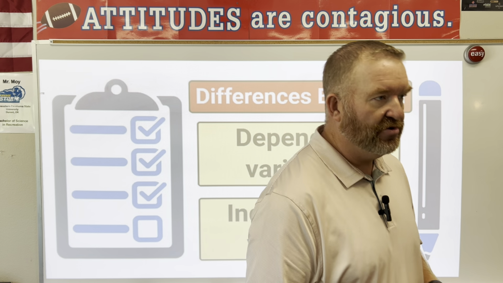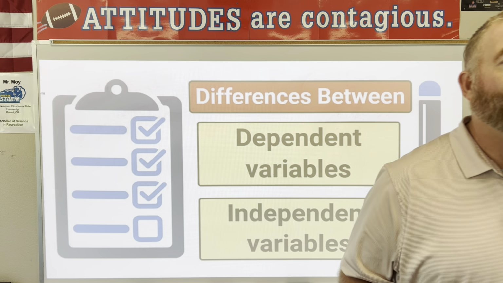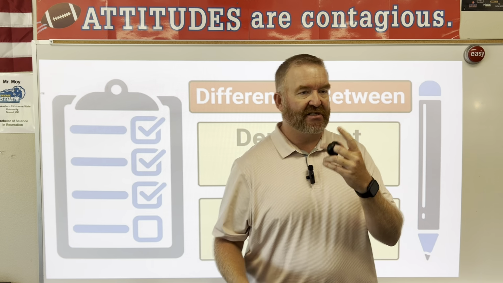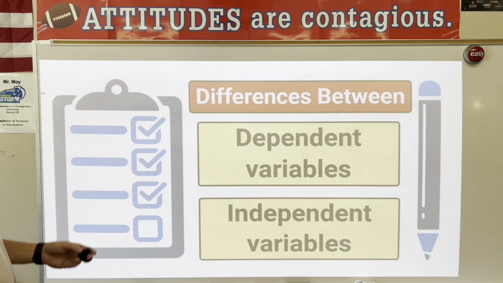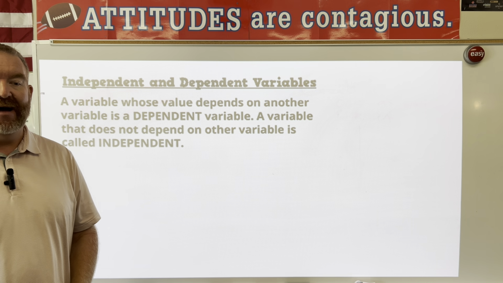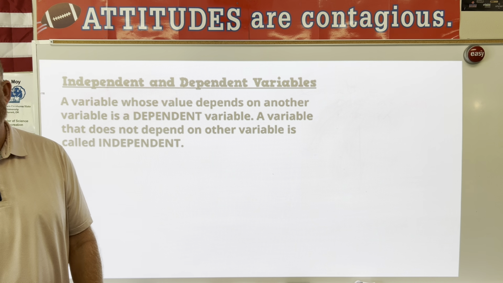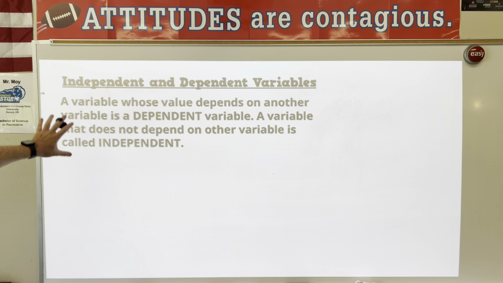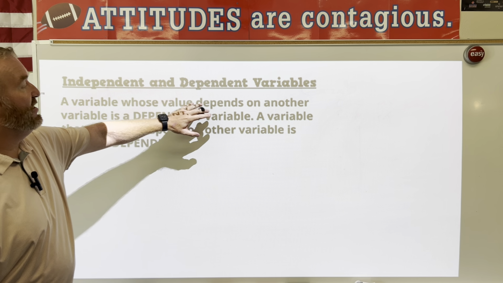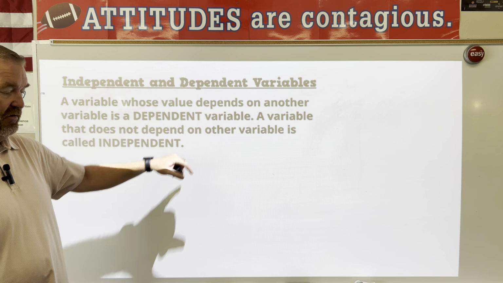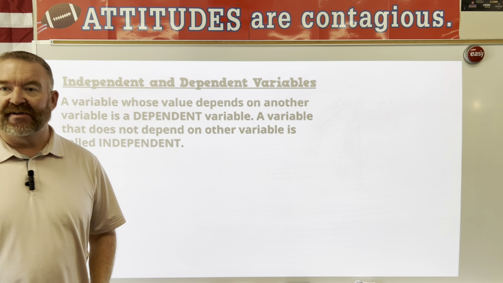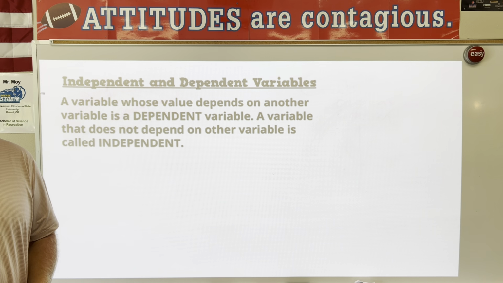Independent is what you choose. Dependent is what happens as a result. So let's talk about some differences. You can put these on the back of your notes or on the bottom. It doesn't really matter, but I want you to write this down. A variable whose value depends on another one, that's your dependent variable. If it depends on something else, that is dependent.